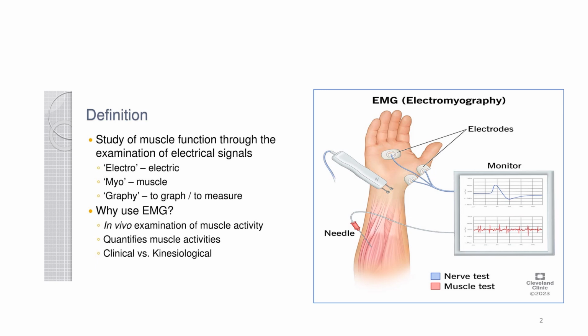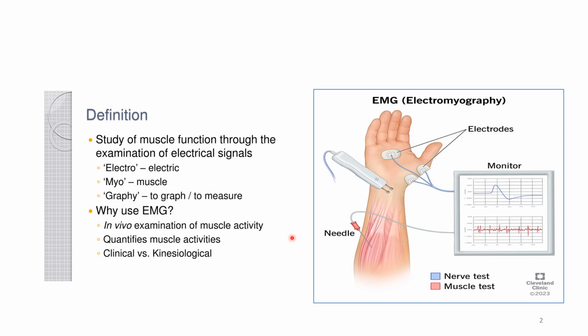EMG refers to the technique of recording the total electrical activity of the motor nerve and the muscle under study. So you see, electro means electric, myo means muscle, graphy means to measure. This EMG is useful for the in vivo examination of muscle activity, and it also quantifies the muscle activity. Clinically we can diagnose some diseases, and kinesiologically, when the hand or any other part is moving, we can also record the EMG.